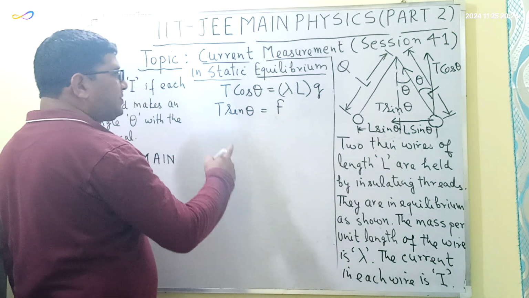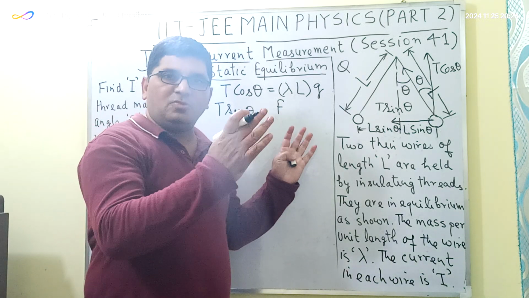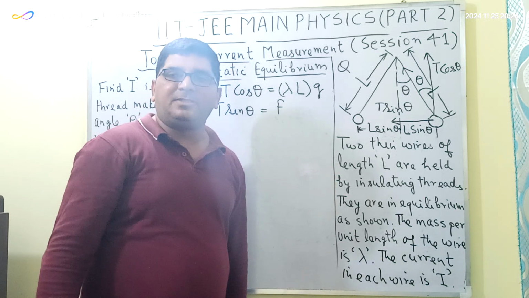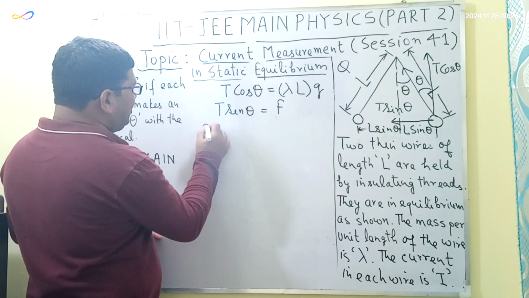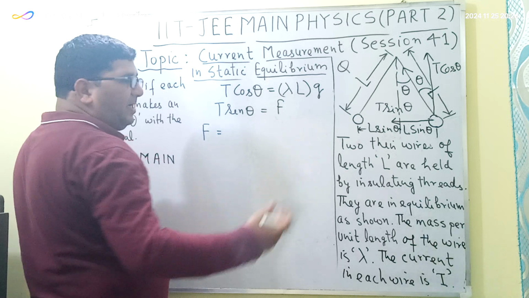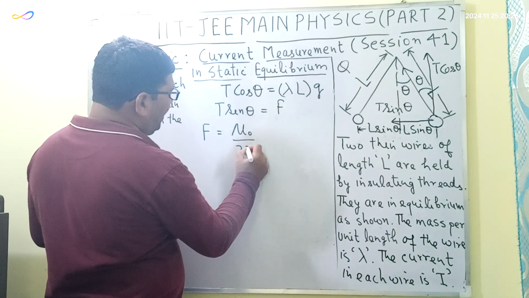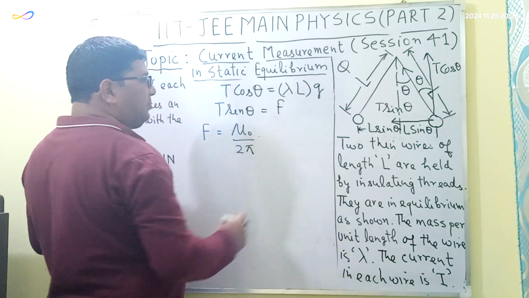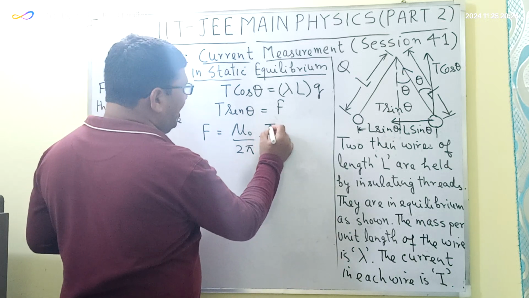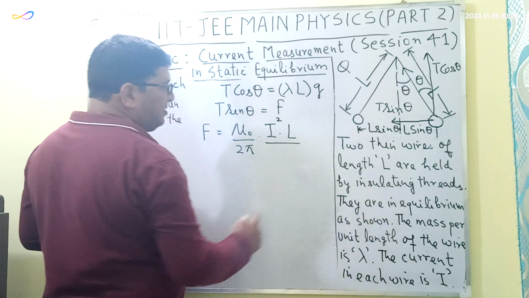The formula for the magnetic force between two wires carrying current and separated by a certain distance, say d, is given by mu naught upon 2 pi into the product of the currents in each wire. In this case the current in each wire is I, so this will be I into I, which is I square, multiplied by the length of the wire, divided by the separation between the two wires.